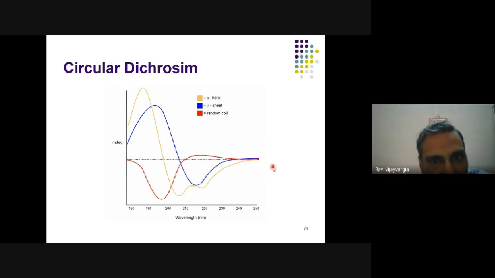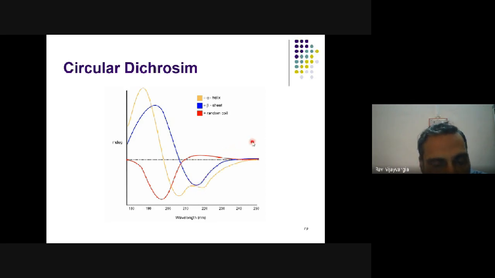If your protein has maximally alpha helical structure, you will see this kind of pattern: a maxima at 192 nanometer and minima at 208 and 222 nanometer. This kind of pattern tells you that your protein is basically alpha helical. But if your protein is rich in beta sheet structure, you will see a maxima at around 195 nanometer and a minima at 280 nanometer.